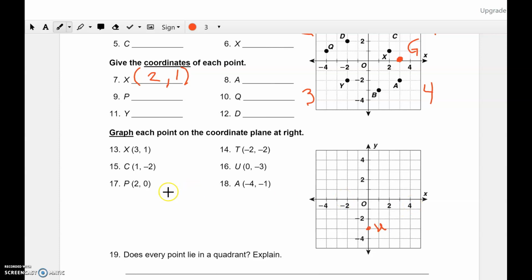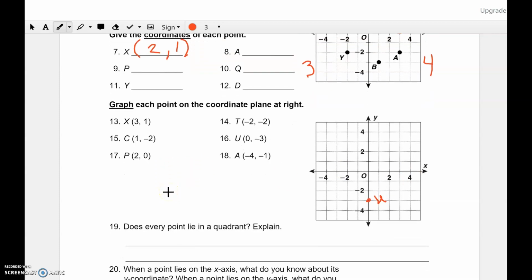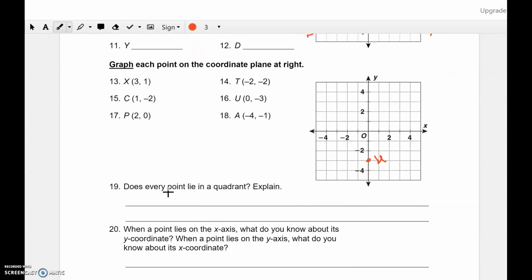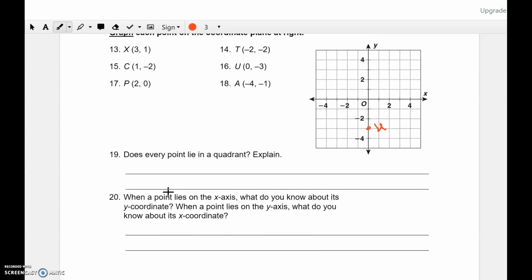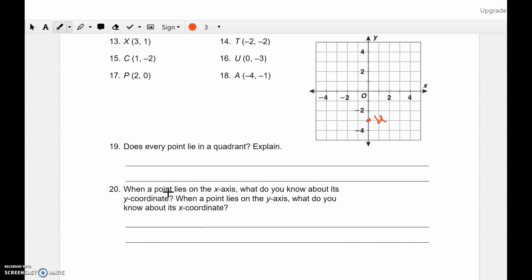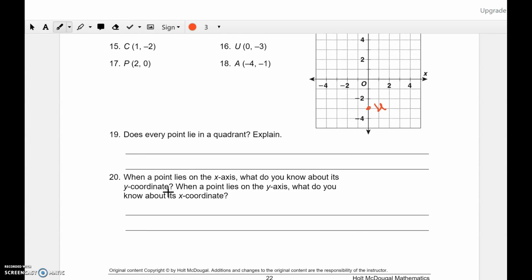Okay? Number 19 says, does every point lie in a quadrant? Explain. Well, if you don't know the answer to that, rewatch the video that you're watching right now. When a point lies on the x-axis, what do we know about its y-coordinate? Here's a hint for you.